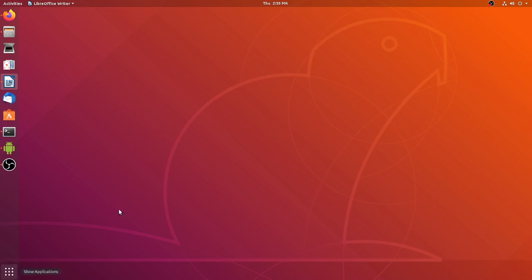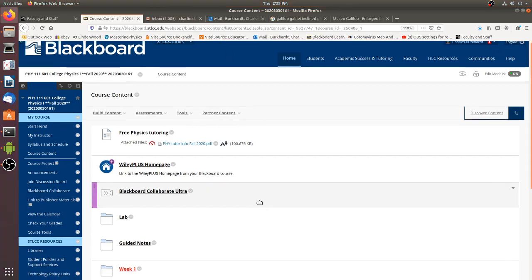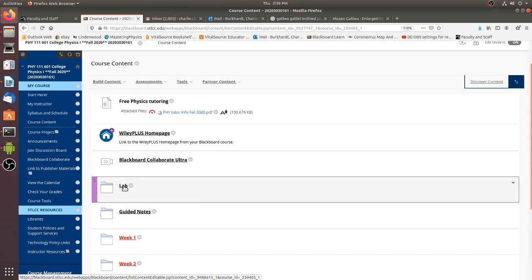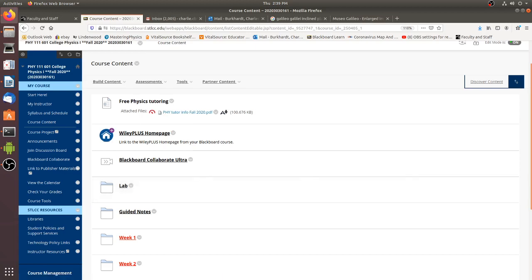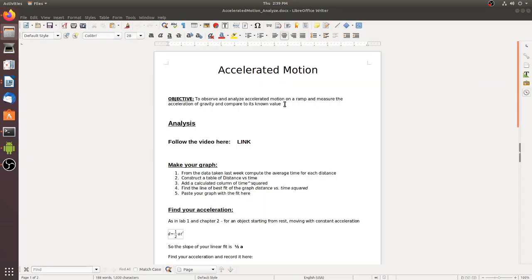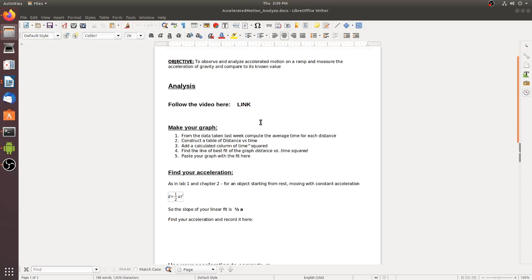So let's go to Blackboard and go to lab. Oh, I don't have lab 3 here yet. Let me go to my computer and open the... this is what lab 3 will look like. So let's see what we have to do.